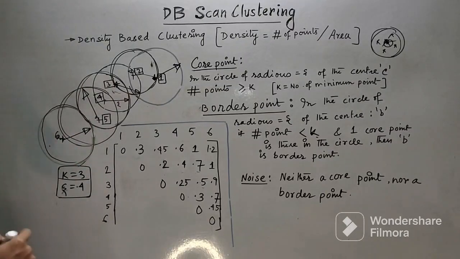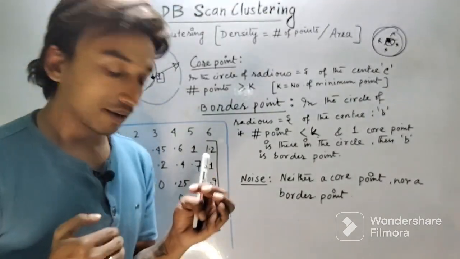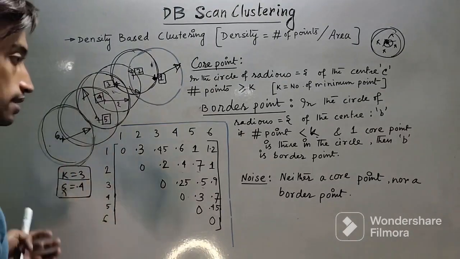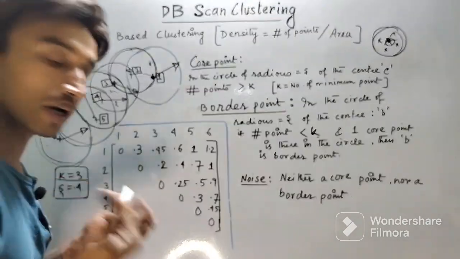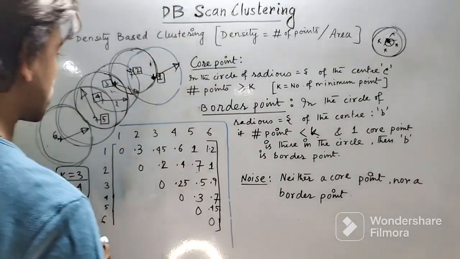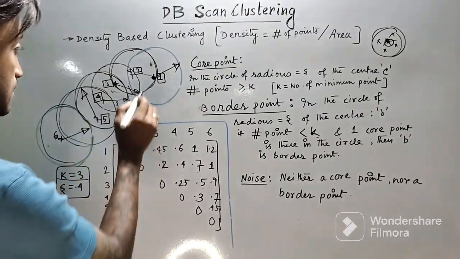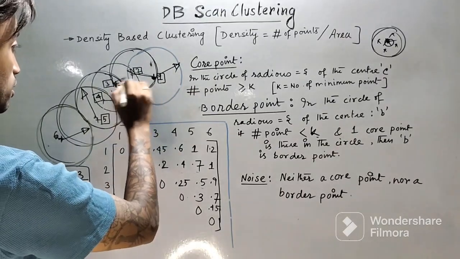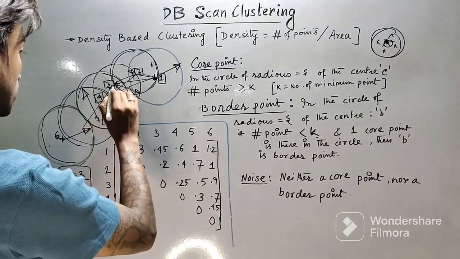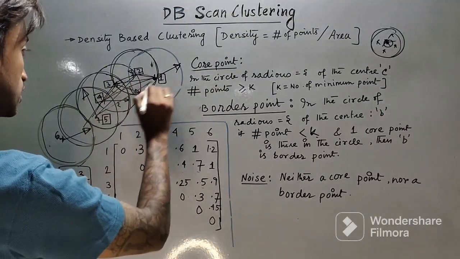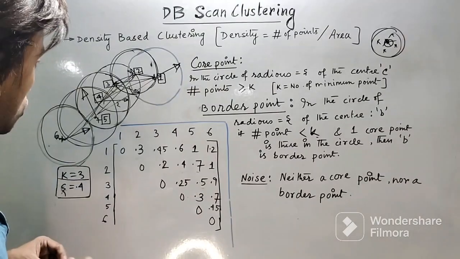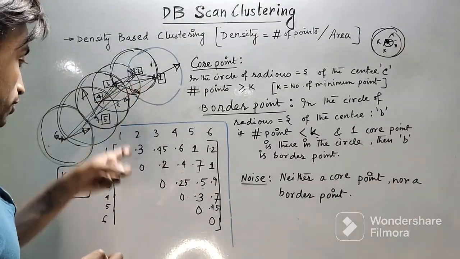We have to find which one is the core point, which one is the border point, and which one is noise. Let us suppose all these points are connected, like this, all are connected. So from 1 to 1, what is the distance?